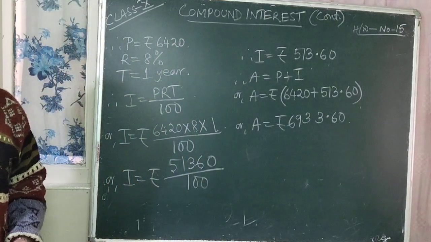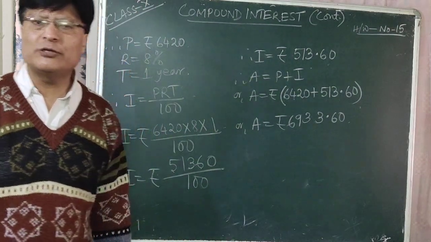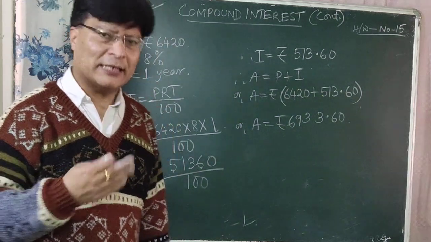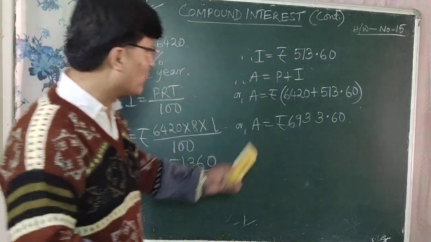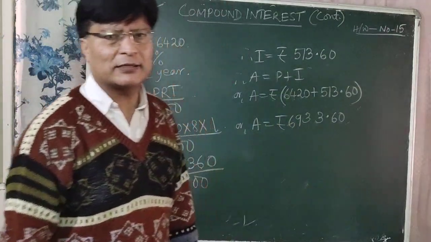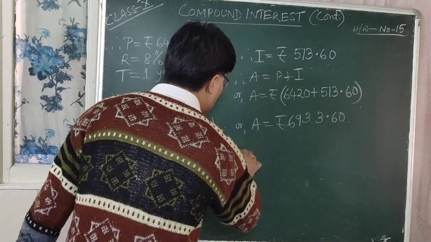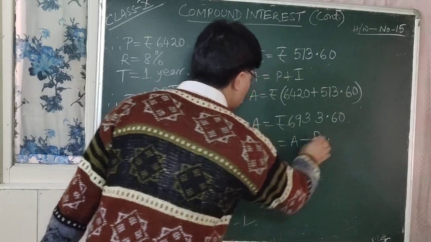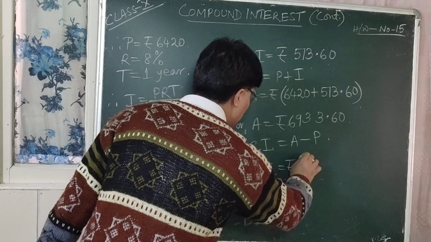But in this case, you have to find out the compound interest. So how can we get the compound interest? You have to subtract the principal. At the beginning, the principal was 6,000. That should be subtracted from this 6,933 and 60 paise. So now write down. Therefore, CI, compound interest, is equal to A minus P. Or CI is equal to rupees.